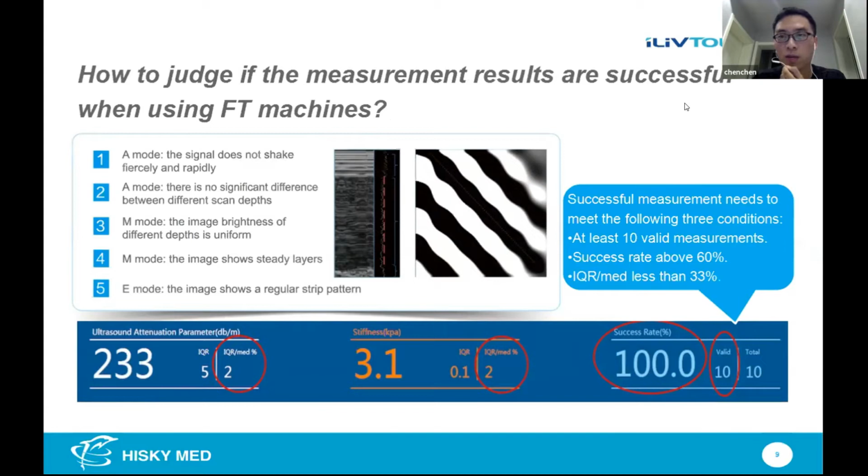And for obese patients, some operators and doctors asked how to measure them. As we know, the position of the liver differs for different body sizes. So how could we measure obese patients? I have a picture to share with you.